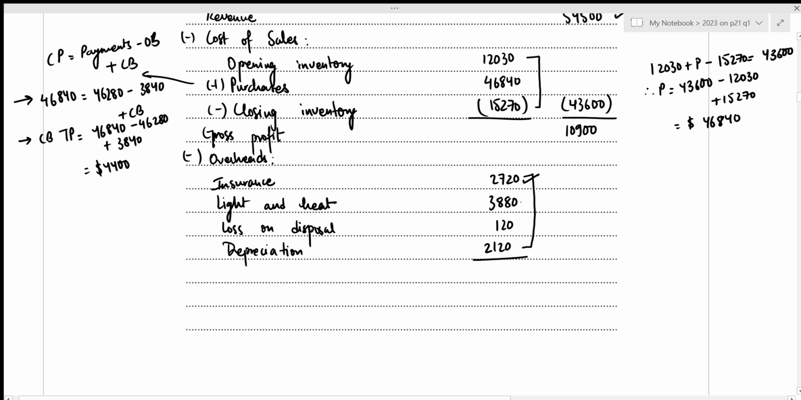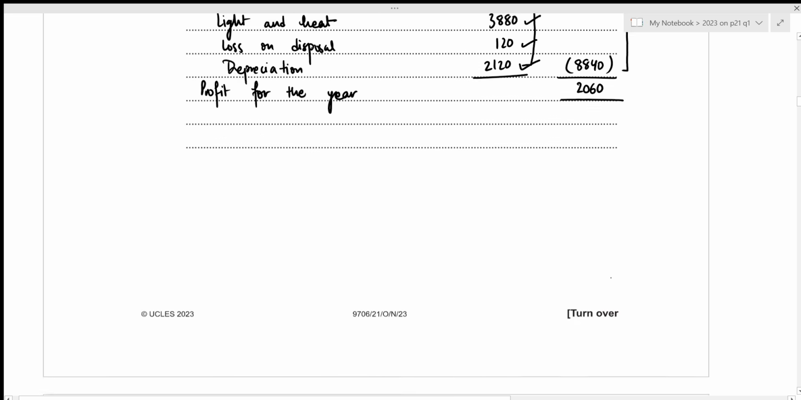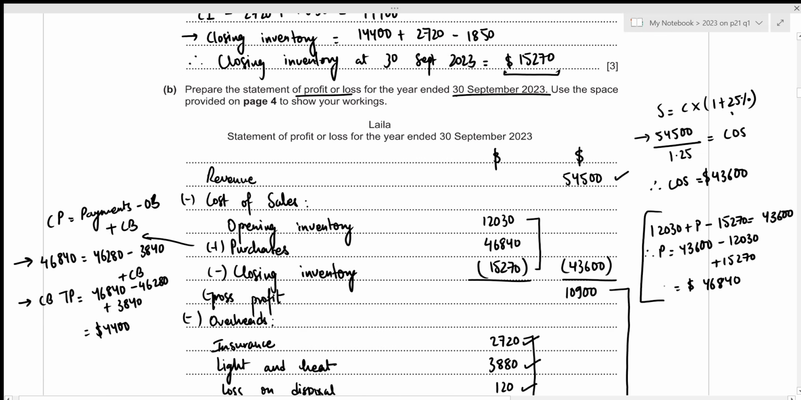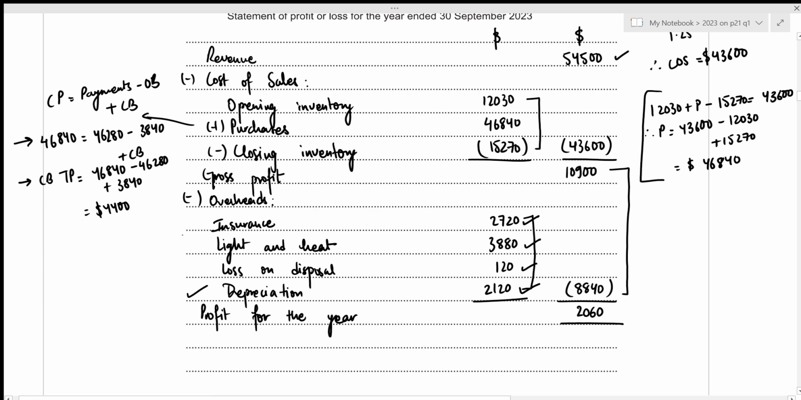Now let's calculate the total for our overhead by adding these 4 values. So that's 2,720 plus 3,880 plus 120 plus 2,120, which results in 8,840. Now we need to subtract this overhead from our gross profit in order to get the profit for the year. So the profit for the year is just going to be 10,900 minus 8,840, which results in 2,060. That completes the statement of profit or loss. Okay, and again, you need to show all of your workings for your purchases, workings for your depreciation, and the working for your revenue within the given box for the workings in order to get your markings correctly.